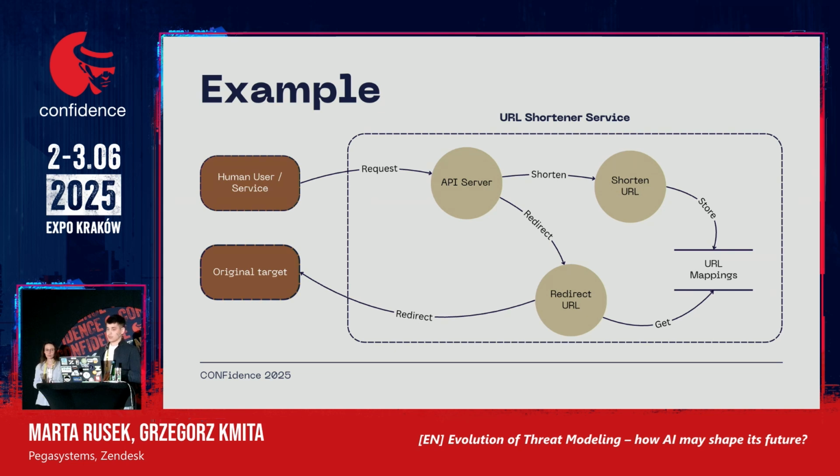It can shorten the URL, and the shortening process will create this URL mapping and store it in the database. Another time, when a service or a human user wants to redirect to the original URL based on the mapping they have, they will just provide it to the API server and it will redirect them to the original site. Very simple service, but let's ask ourselves what can go wrong here. It is kind of a problem to begin with because you have a blank page.